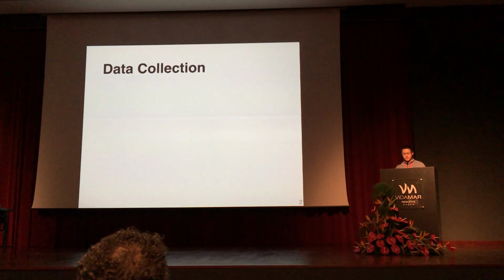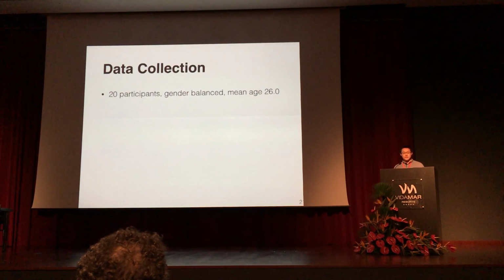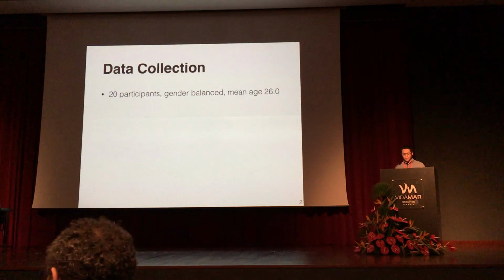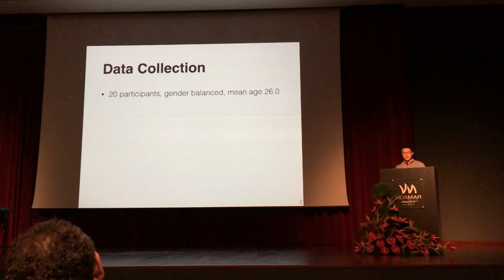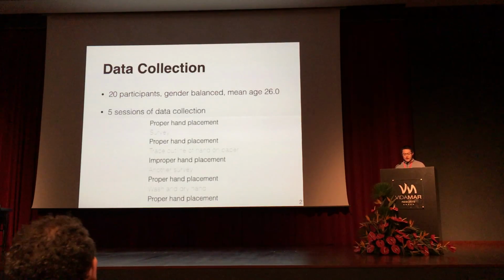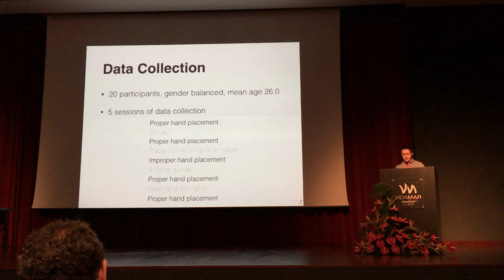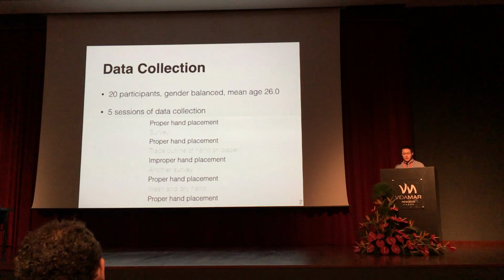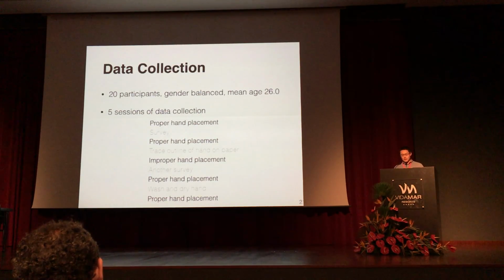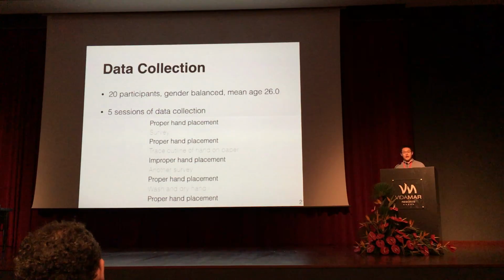First, for data collection, we recruited 20 participants, 10 female and 10 male, with a mean age of 26 years old. There were 5 sessions of handprint data collection, each separated by a short break to avoid overfitting to similar hand placement. For the 4 breaks among the 5 sessions, participants were asked to complete a survey, trace an outline of their hand on the paper, complete another survey, and wash and dry their hands.